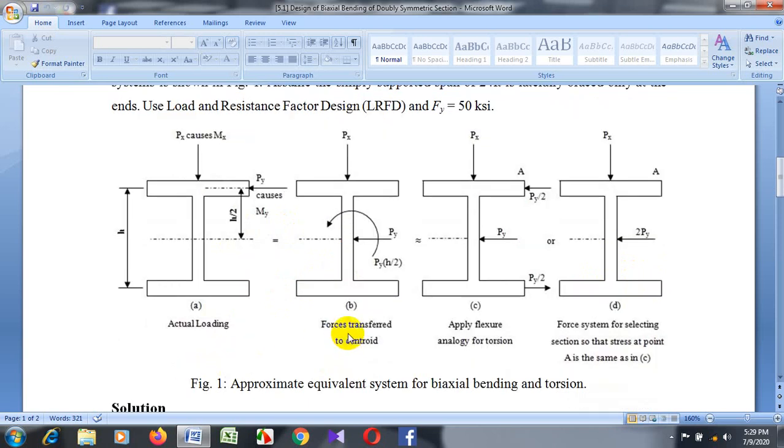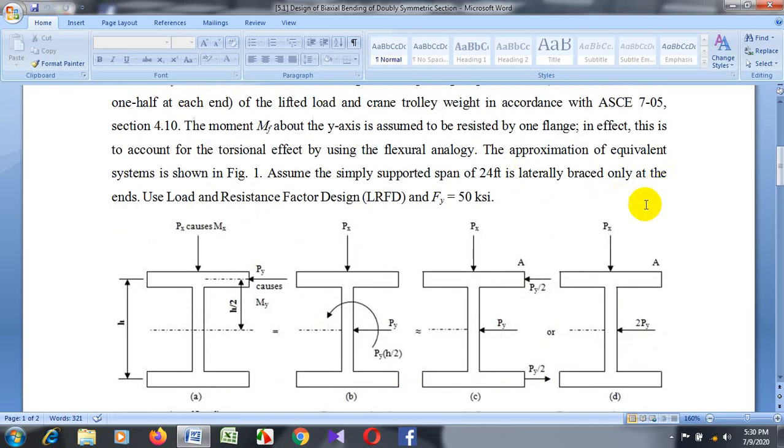and the actual loading force in figure A is transferred to the centroid. Apply the flexural analogy for torsion and force system for selecting the section, so that the stress at point A is the same as in C. That means this is the stress point, mainly the stress required in the flange section where the load is applied. A is the stress point.